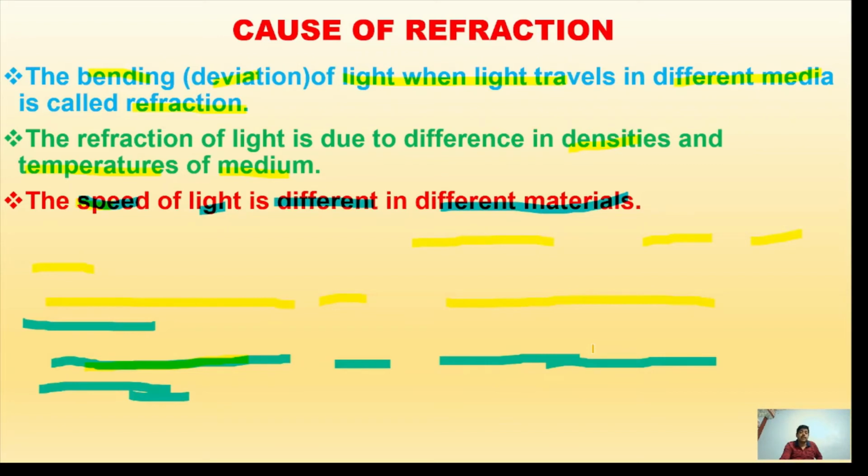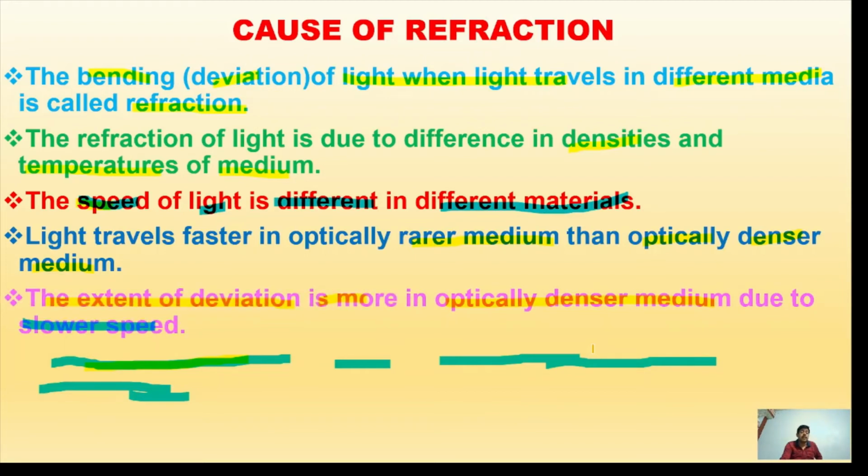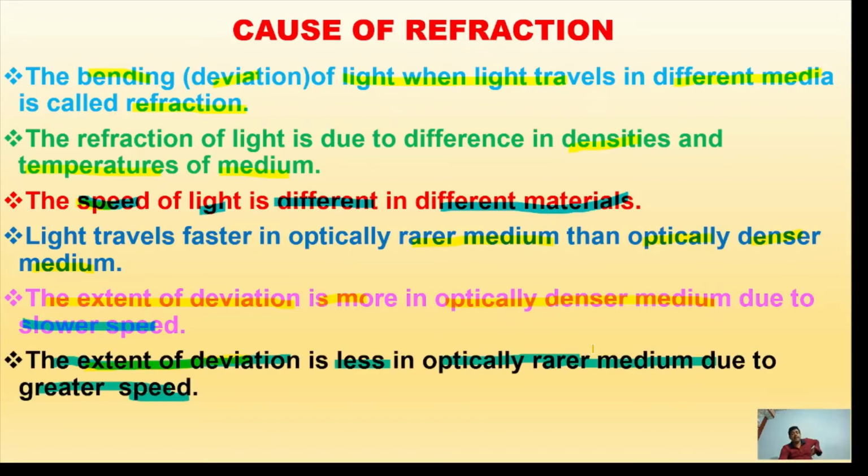The speed of light is different in different materials. Light travels faster in an optically rare medium than in an optically denser medium. The speed of light is more in the optically rare medium. The extent of deviation is more in an optically denser medium due to slower speed. The speed of light in a denser medium is less. That's why the deviation of light, the amount of bending of light, which is known as the refractive index, is more in an optically denser medium than in the rare medium.